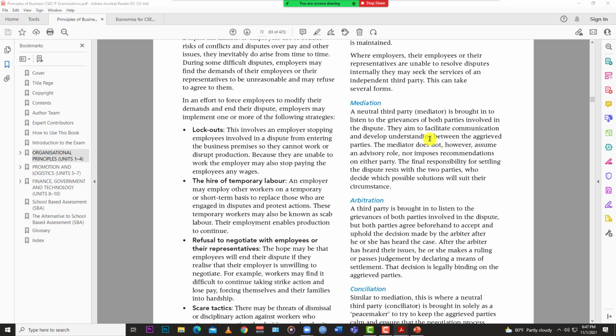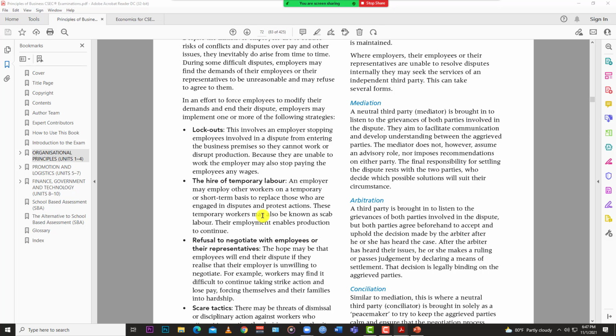So the mediator comes in to try to settle things down. Let me hear your side. Or bring the two together so they can actually sit down and discuss properly with somebody in the middle. If they have to come to blows, somebody in the middle can actually part them, stop them. Right? So the mediator does not, however, assume an advisory role nor impose his recommendation on either party. So they are not there to say what should be done.